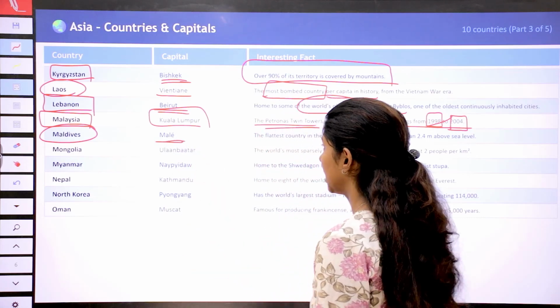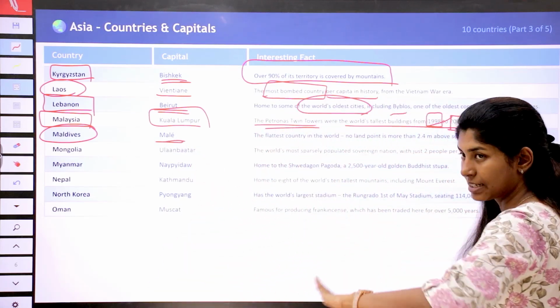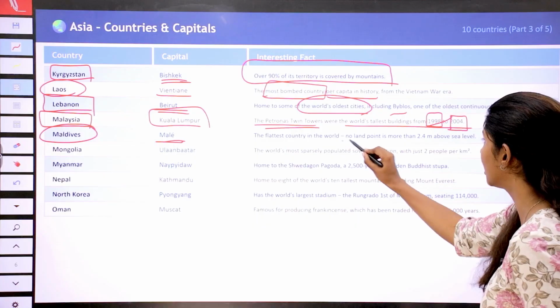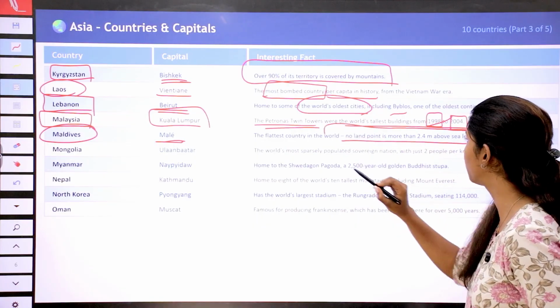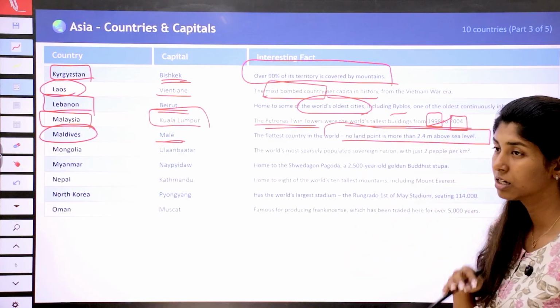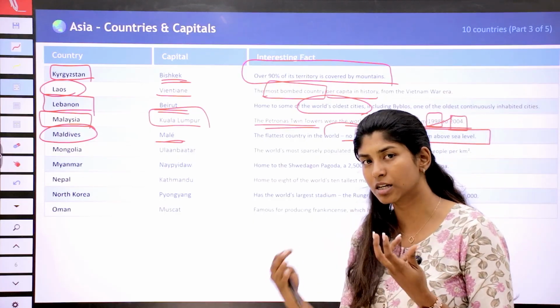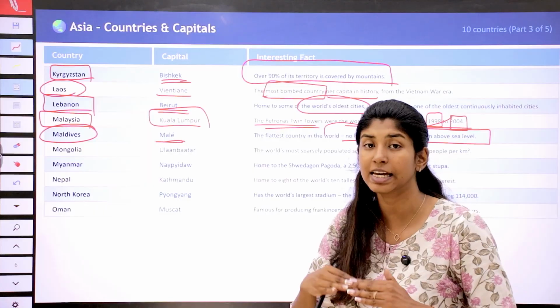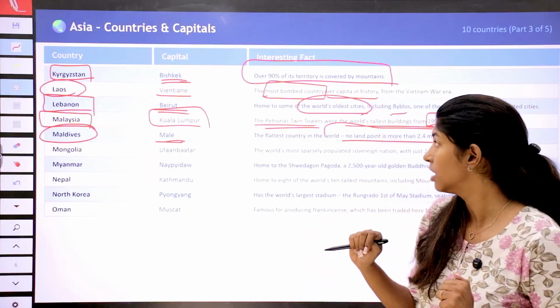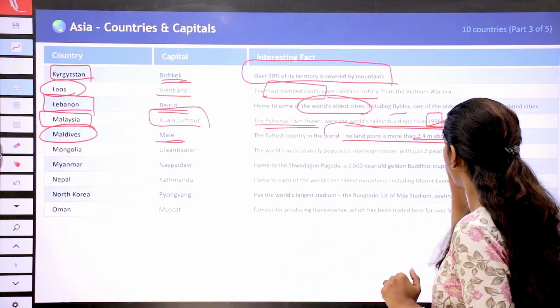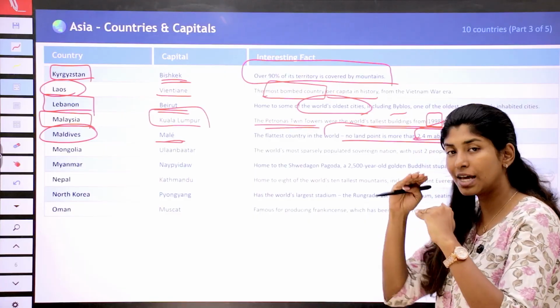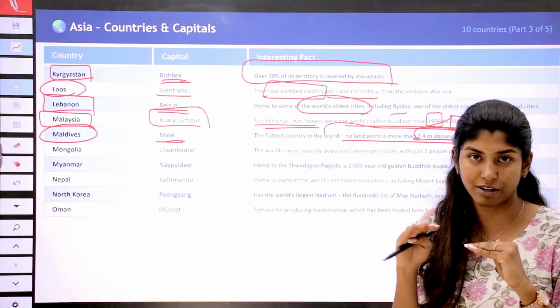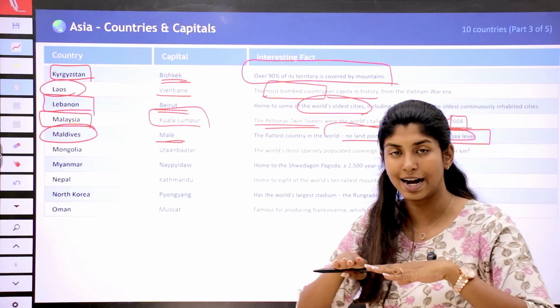Next, we have Maldives. Its capital is Malé. It is the flattest country in the world. No land point is more than 2.4 meters above sea level. Now, this is also a disadvantage to the Maldives people because it will easily sink if the sea level increases, because not one part of the country is more than 2.4 meters above sea level.